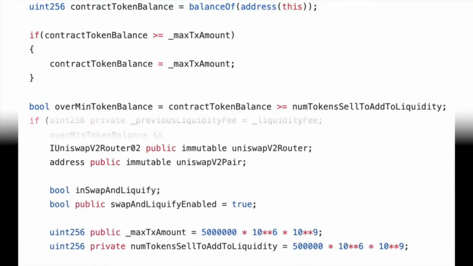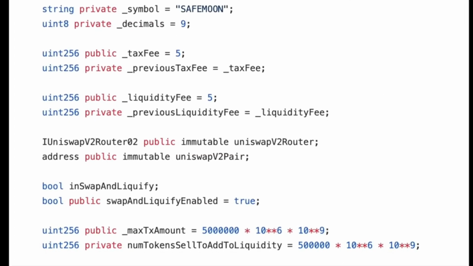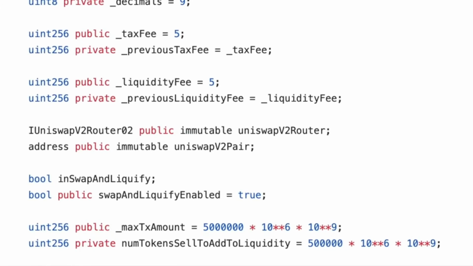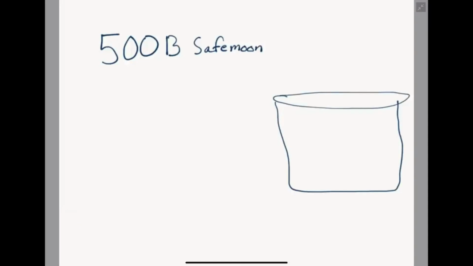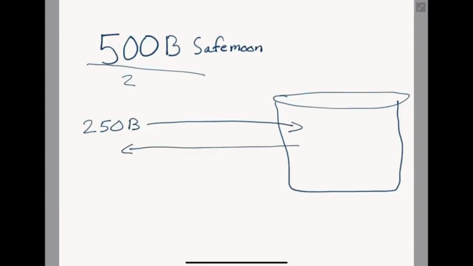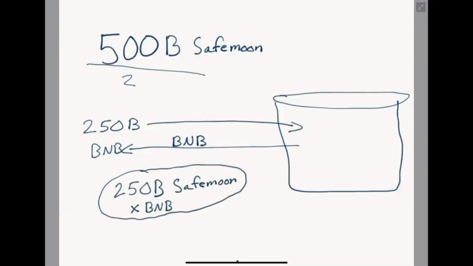How often does this happen? If we scroll up, we can see that numTokensSellToAddToLiquidity is defined as being 500 billion. The 10 raised to the 9 at the end there is only to cancel out the 9 decimal places Safemoon uses. Once there are 500 billion Safemoon set aside for liquidity, the Safemoon smart contract automatically splits this balance in half. Half of it, or 250 billion Safemoon, is sold for BNB. So 250 billion Safemoon is added to the liquidity pool, and the equivalent amount of BNB is taken out. Once we have half of the funds in Safemoon and the other half in BNB, we call this addLiquidity function on the two halves. What this does is add an equal ratio of Safemoon and BNB to the liquidity pool so the price does not decrease.